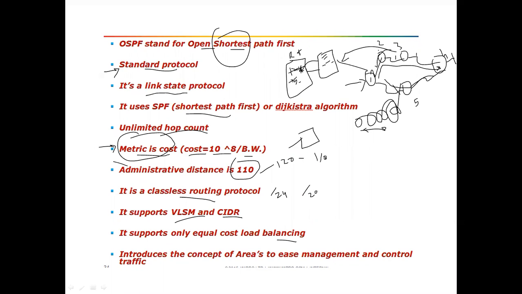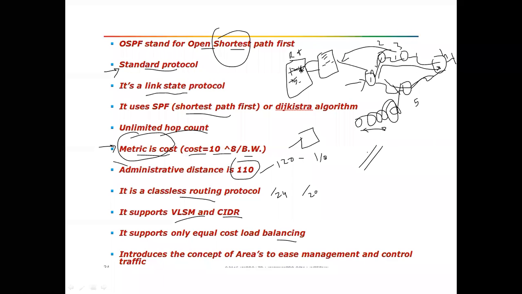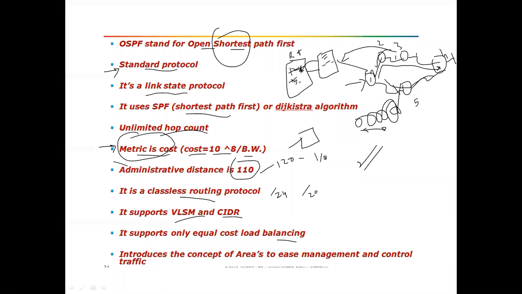Load balancing means, if you have redundant routes to reach one particular destination, it can balance. Let's say you have two links, this one and this one. So with equal cost load balancing, you can utilize this link and this link also. So the load is balanced. It supports equal cost load balancing.